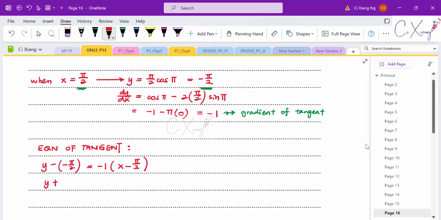So try to simplify this particular term here. I'm having negative x plus pi over 2. So if you further simplify this equation, you'll see that your equation of the tangent should be y equals negative x. So this is how we solve the question. Okay, then let's proceed to part number B.